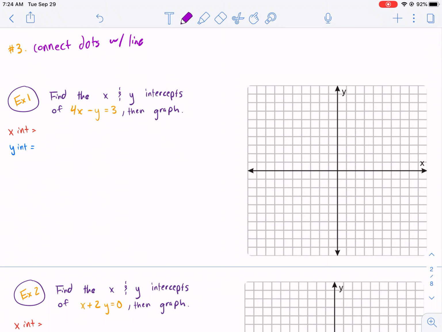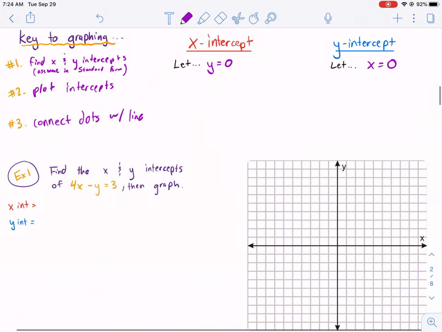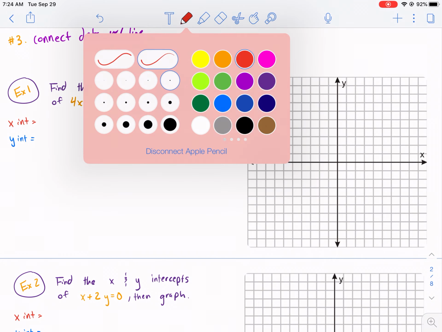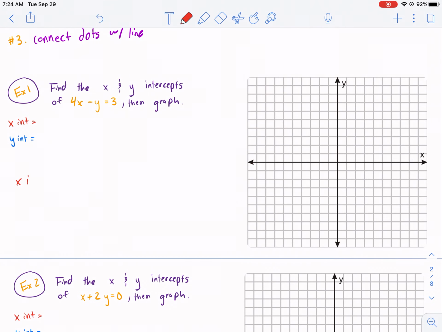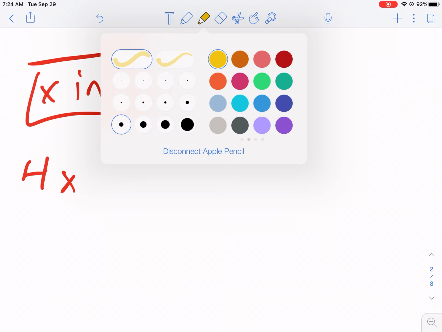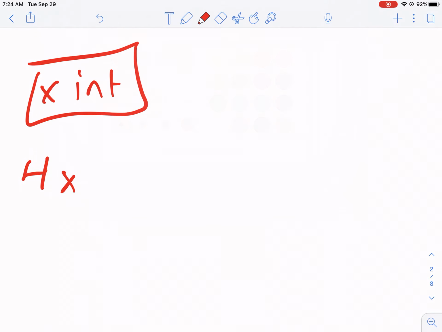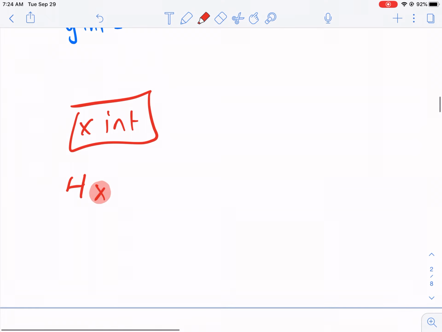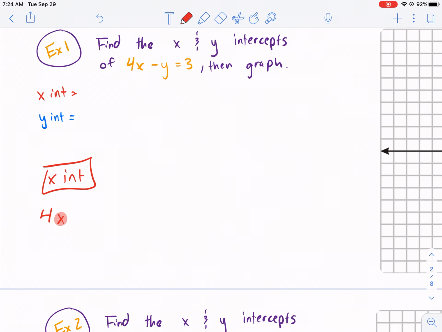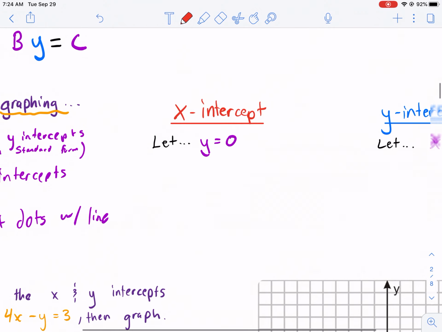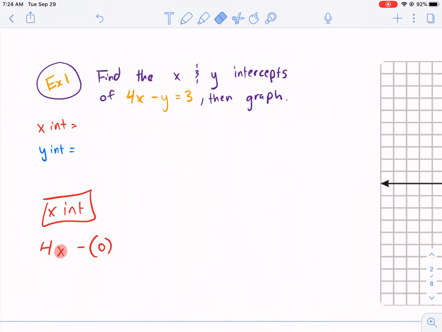Okay, so we're going to go ahead and start. And to find our X-intercept, what did we say? We said let Y equal 0. So I'm going to go ahead and do this in red to show that we're finding the X-intercept. I like to put it in a box like this. And then I go 4 times X. Now, if we're finding the X-intercept, we need to have X written here. This is a very important step people kind of take for granted. But you need to have X written in the equation to know that you're solving for the X-intercept. So minus, and we're plugging 0 for Y, just like we said here, let Y equal 0. Maybe I'll do that in purple. That'll be a little bit more clear. We're plugging in 0 for Y, and that equals 3.